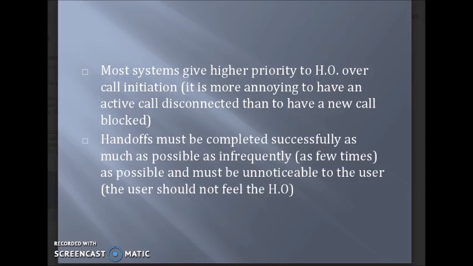Most systems give higher priority to handoff requests, since it is more annoying to have an active call disconnected than to have a new call blocked. Handoff must be completed successfully, as infrequently and as quickly as possible, and must be unnoticeable to users. The user should not feel the handoff happen.